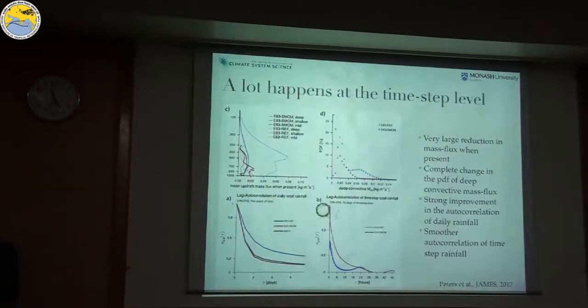So this is the lag autocorrelation of daily total rainfall. The blue is the control model. Now black is observations, because we have daily rainfall observations over the tropical oceans. And the blue model had too long an autocorrelation, and ours is behaving in a much better way.